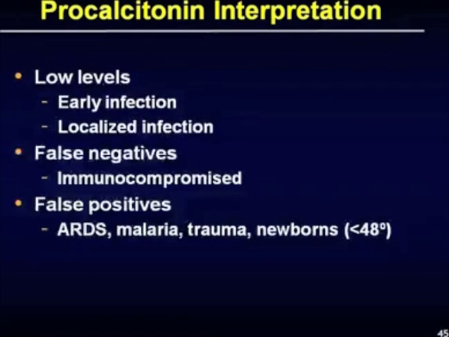Oftentimes, false positives can be seen in patients with acute respiratory distress syndrome, malaria, trauma, and newborns less than 48 hours of age. A separate nomogram does exist showing the typical rise of procalcitonin in the newborn population, and it typically will return back to baseline levels within 48 hours.